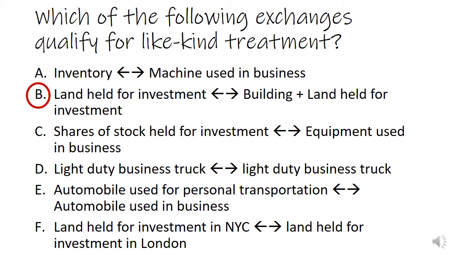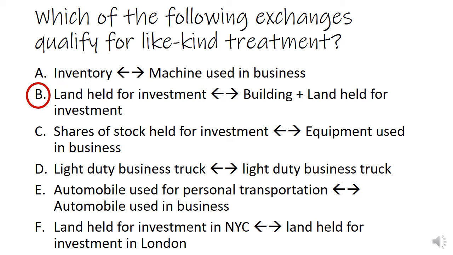The only item that qualifies for like-kind treatment under Section 1031 is B, because this is the only exchange of real property for real property. Now, the tax code defines real property under this exchange broadly. It's really real property for real property that's owned and traded in the United States only. So let's look at the other options. Inventory isn't real property, and a machine used in business isn't real property.